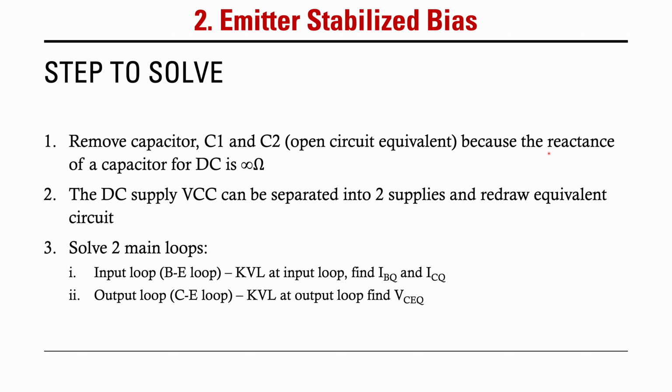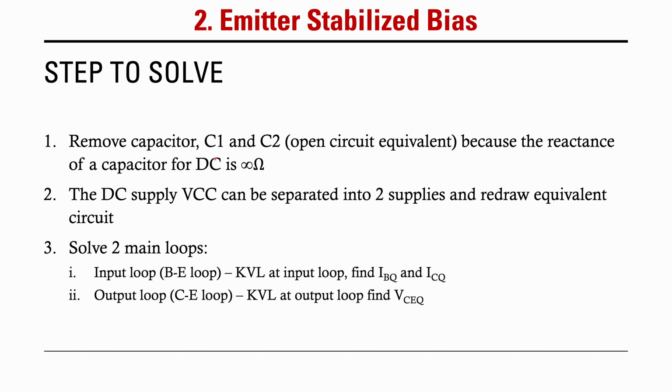All right. In DC analysis, the reactance of the capacitor becomes infinity. So that's why we assume it as an open circuit. This is only true for a DC analysis. It is not true in AC analysis. So the DC supply VCC can then be separated into two supplies, which are the BE loop and the CE loop.